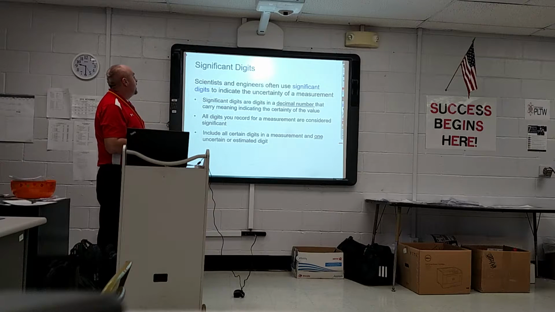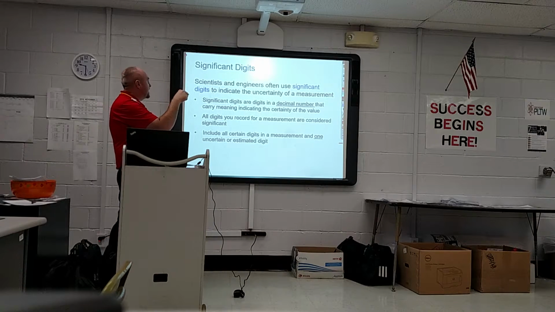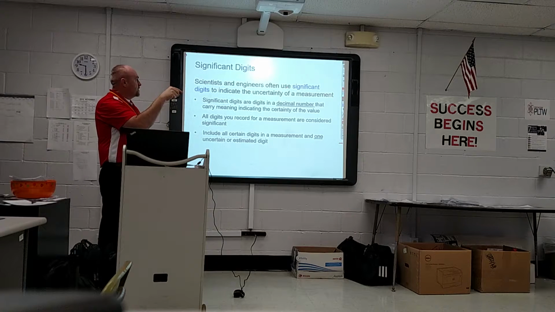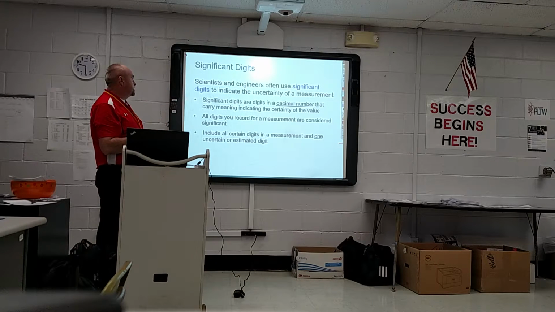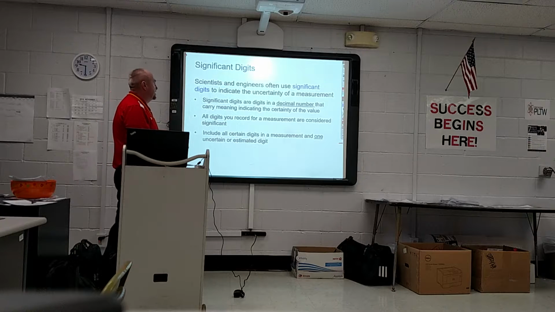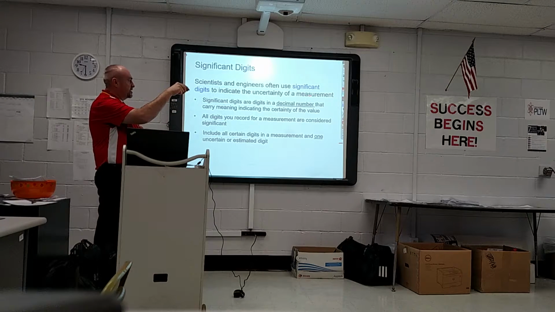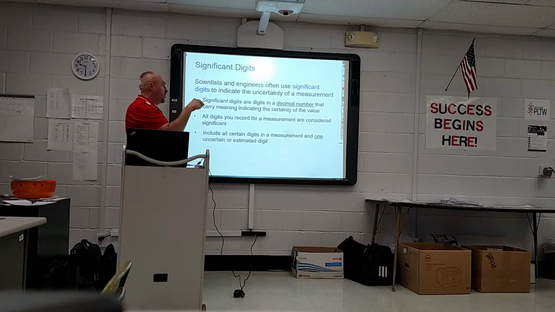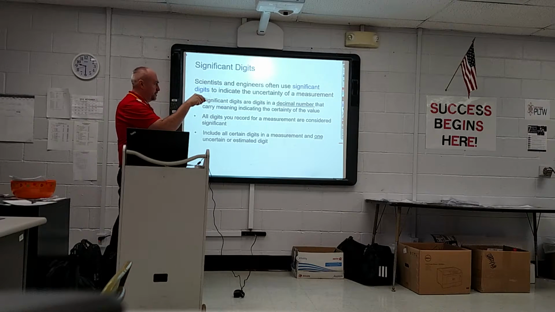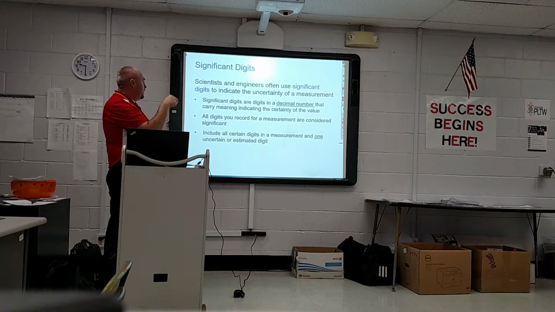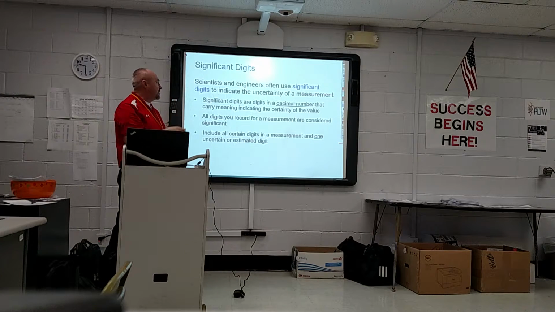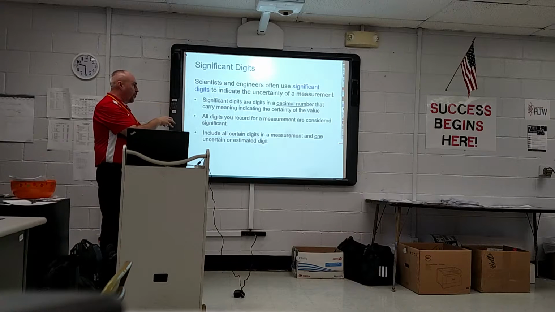Another thing that I want you to understand when we're thinking of this idea of rules or guidelines is this. When it comes to scientists and engineers, they often use significant digits. Now, what is a significant digit? A significant digit would indicate the uncertainty of a measurement. For instance, significant digits are the digits in a decimal number that carry the meaning indicating the certainty of the value. All digits that you record for a measurement are considered significant.